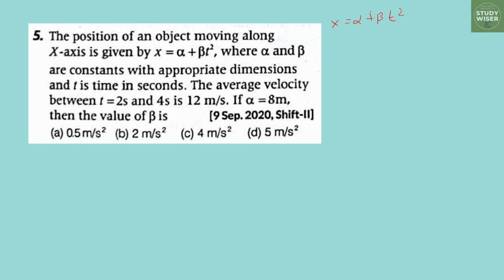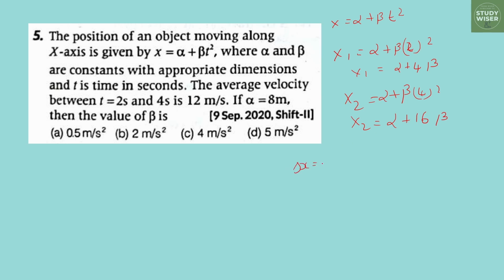మనకు t is equals to 2 seconds దగ్గర x1 ఎంత? x1 is equals to alpha plus beta t square. t ఎంత? 2 square. అంటే x1 is equals to alpha plus 4 beta. x2 ఎంత? x2 is equals to alpha plus beta into 4 square. x2 ఎంత? alpha plus 16 beta. ఇప్పుడు మనకు డిస్ప్లేస్మెంట్ ఎంత?